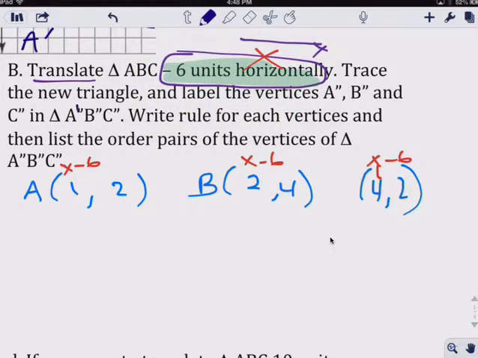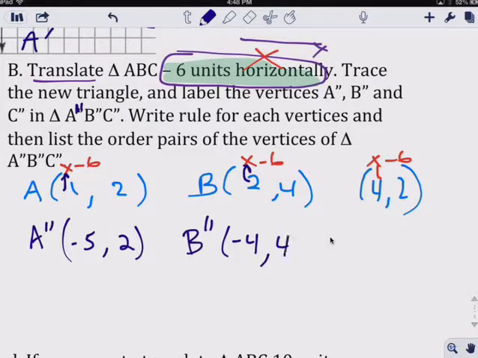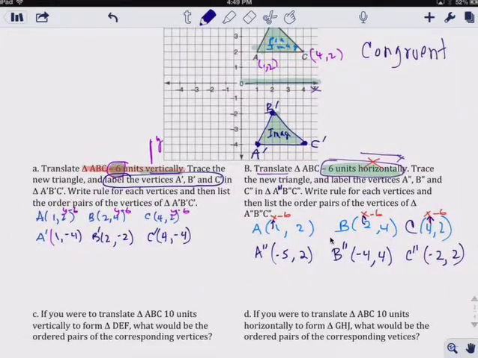So with x minus 6, we're doing triangle A double prime. A double prime is 1 minus 6, which is -5, and 2. B double prime is, put the 2 there, that's -4 and 4. C double prime is, put 4 there, that is -2 and 2. Now I'm going to graph that.